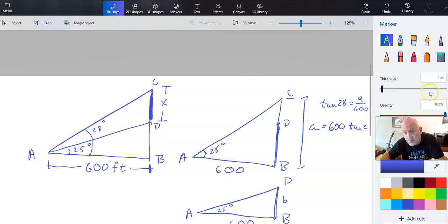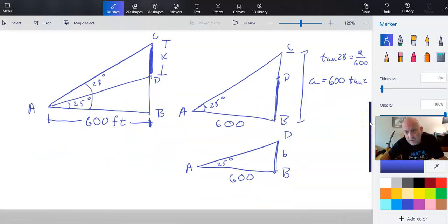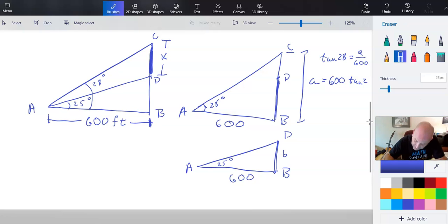It's getting too close to the edge there. Yeah, I'll make it fit.